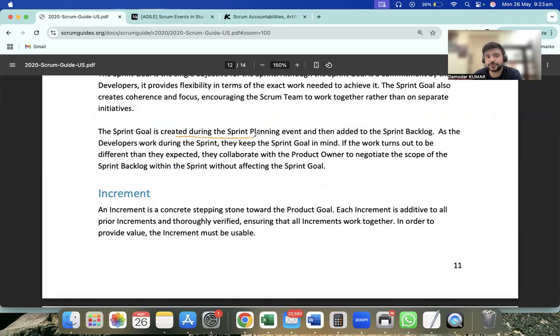So the sprint goal is created during the sprint planning event and then added to the sprint backlog, as the developers work with it during the sprint. We keep the sprint goal in mind. So that's why it's a commitment, right? If the work turns out to be different, they collaborate with the product owner to negotiate the scope of the sprint backlog within the sprint without affecting the sprint goal. So if something unexpected turns up, they will have a chat.